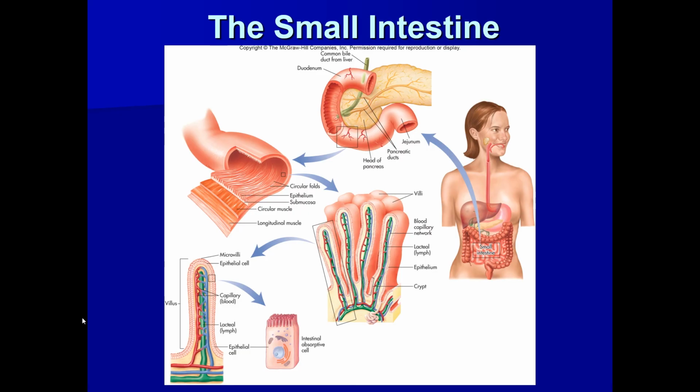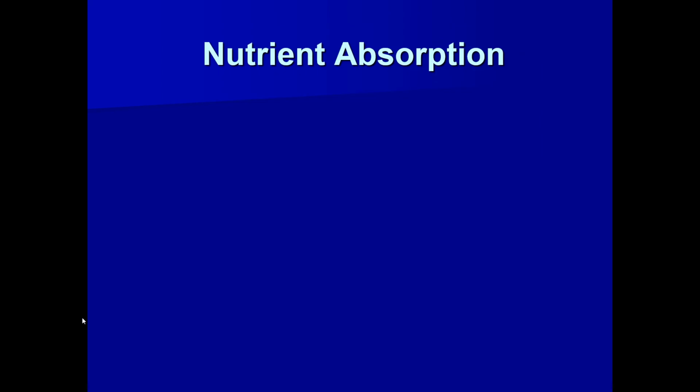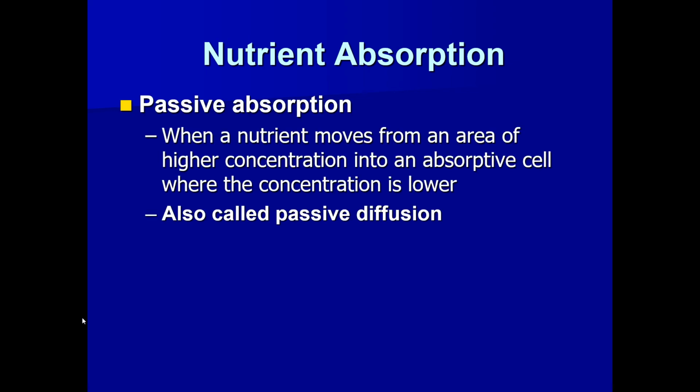So moving on just a little bit. The small intestine, you could look over this figure if you want to. I really want to talk about the four different ways of nutrient absorption, like how we're actually absorbing through the enterocytes. Firstly, there's something called passive absorption, which is when a nutrient moves from an area of higher concentration to an absorptive cell where the concentration is lower. And this is frequently called passive diffusion.